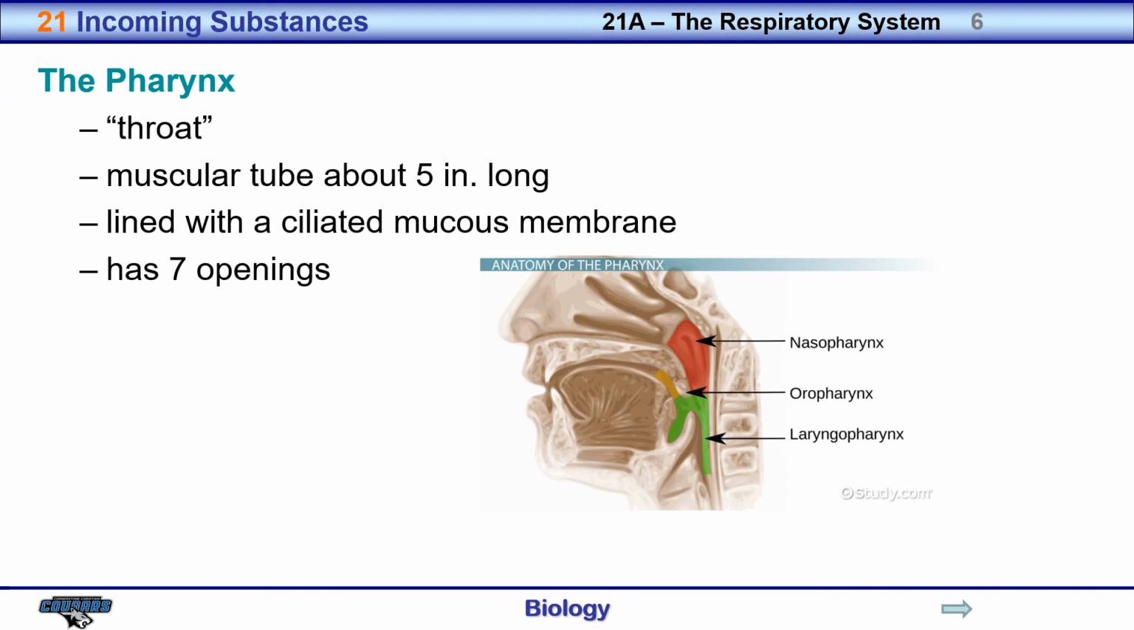Then you also have the opening to the mouth for food and air, obviously. And then you have the entrance to the esophagus, where food will go down to your stomach. And then you have the entrance to the larynx that's going to carry air eventually to the lungs. So you have 7 different openings that are all connected to your pharynx.